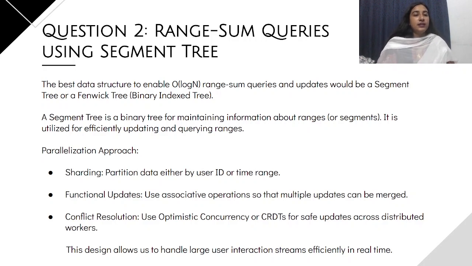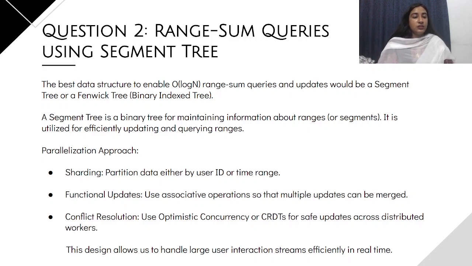Let's talk about question 2. The best data structure to enable order of log n range sum queries and updates would be a segment tree or a Fenwick tree. As the requirement says exact and approximate aggregation, a segment tree is more efficient. So let's discuss the segment tree. A segment tree is a binary tree for maintaining information about ranges. It is mainly used for efficiently updating and querying ranges. Each node of the tree represents an interval. These nodes contain not only the simple sum, they can also contain more complex objects.